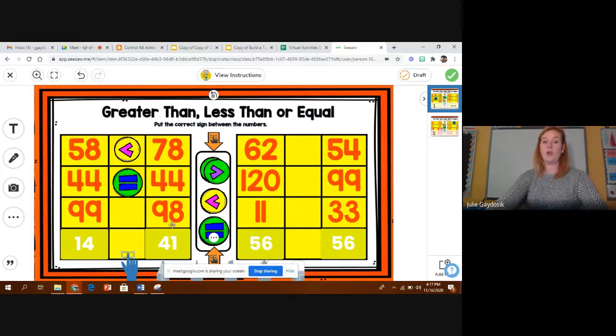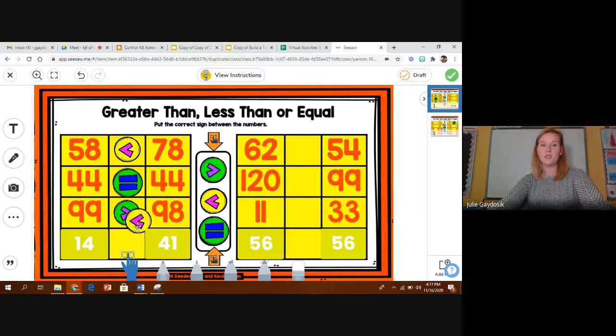Now, if we drew this on the board, 99 and 98 would both have 9 tens. But which one has more ones? That's right, 99. So 99 is greater than 98. Now this one, 14, is it less than, greater than, or equal to 41? Look at those tens again, right? If I looked at those tens, this is 1 ten and this is 4 tens. So is 1 ten less than or more than 4 tens? It's less than, right? So 14 is less than 41.